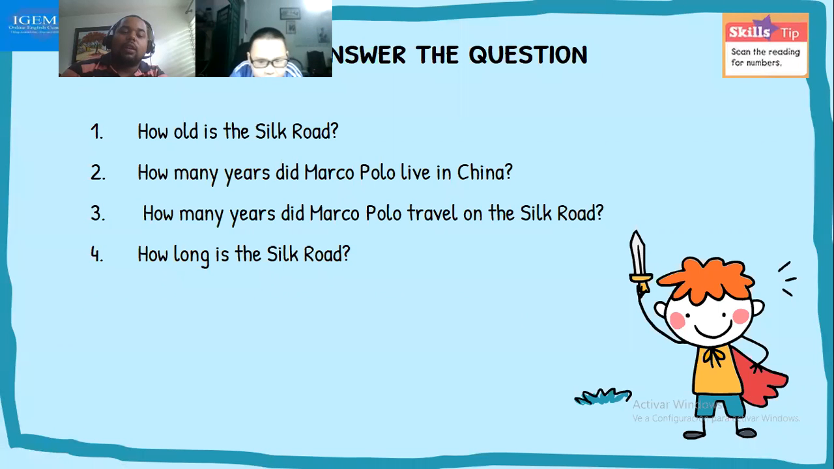Let's go back. How many years did Marco Polo live in China? 17 years. All right. Next one, number three. How many years did Marco Polo travel the Silk Road? 3 years. Okay.